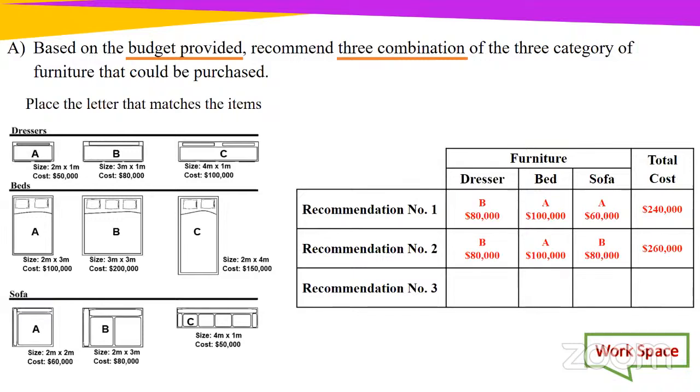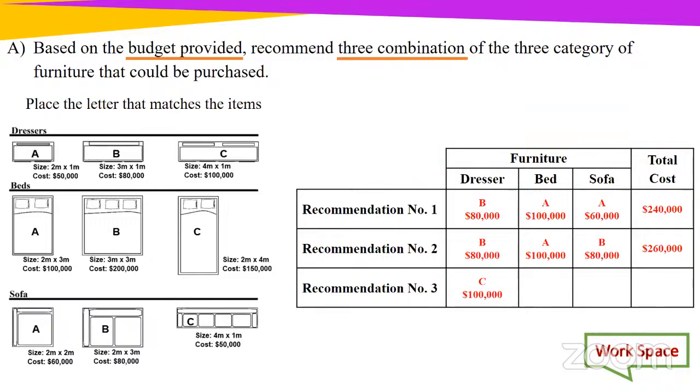So you have to remember to give me the category first, which is dresser, or what are we dealing with? For dresser, I chose C. What's the cost? $100,000. Remember to put on your unit, $100,000. Okay, good. Next one.